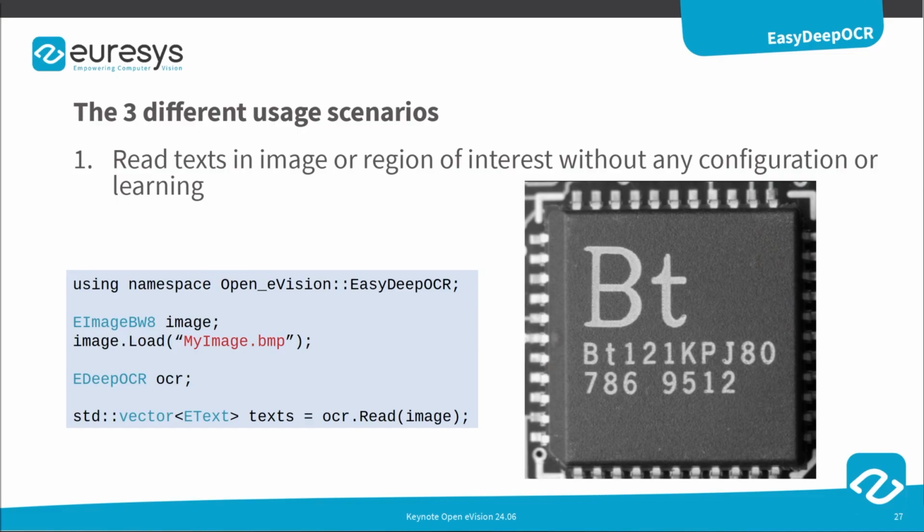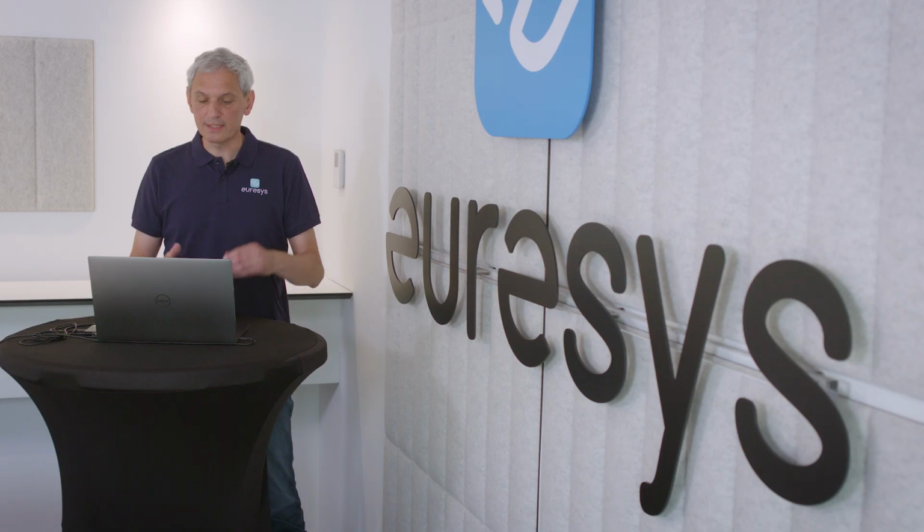We basically define three different scenarios for EasyDeepOCR. The first one is the simplest one. It's just reading an image or region of interest without any configuration or learning. So if I have the image on the right here, with some text, a very simple image, the very basic code on the left shows how to load an image, instantiate a new deep OCR, and then call read. With this simple program, we are able to read all the text in the image without any distinction. That's the first scenario.